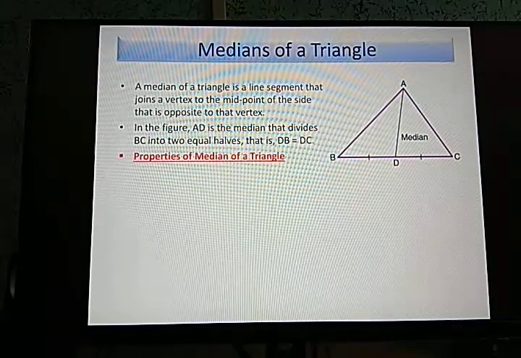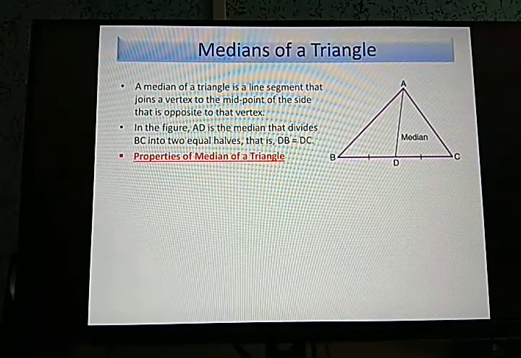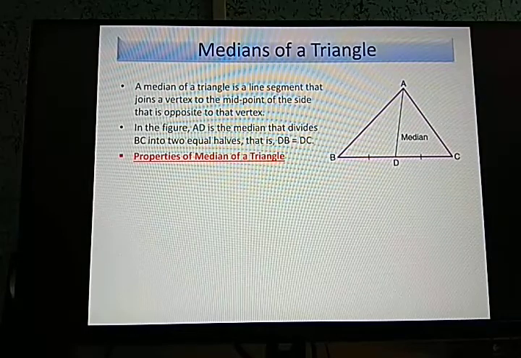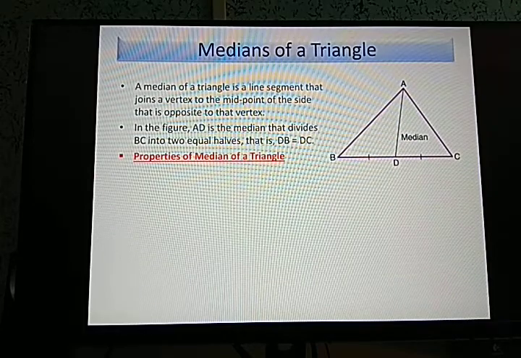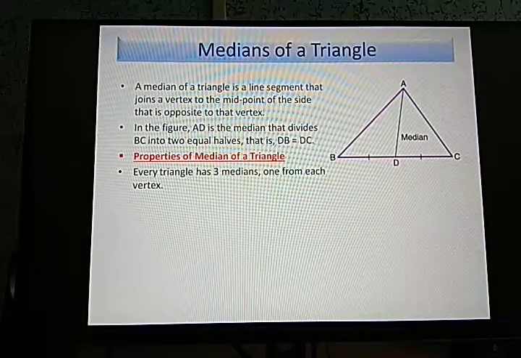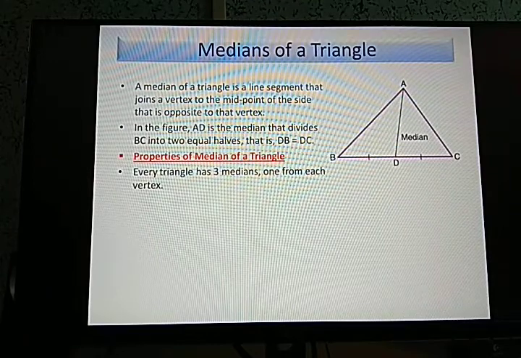Now let us see some of the properties of a median of a triangle. Now you might be thinking, is there only one median in a triangle or are there more? The answer is yes, there are more. Every triangle has 3 medians, one from each vertex. As we know, there are 3 vertices of a triangle. Say in this example, A, B and C are the 3 vertices.